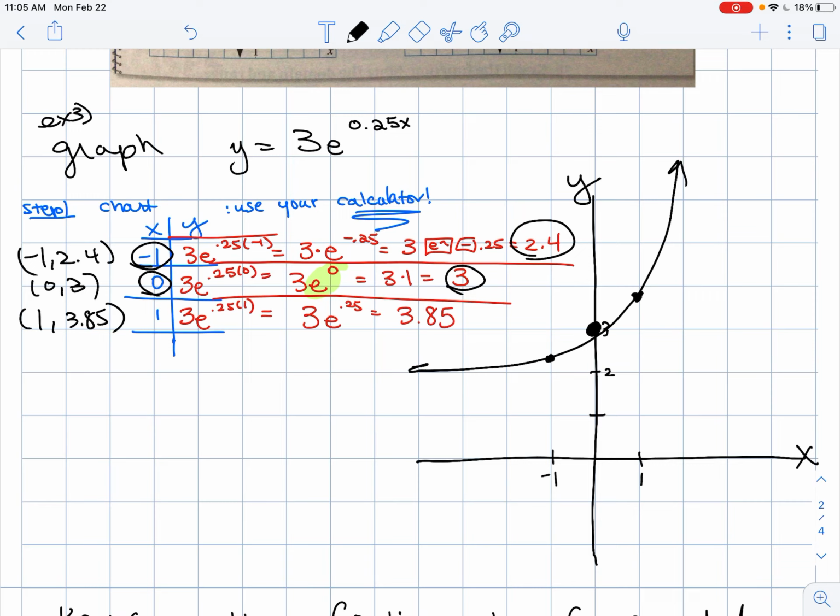Okay, and it looks like this. All right, so there's our graph. Actually, it comes down a little bit more. I'm going to make sure that it goes. There we go. Looks like that.